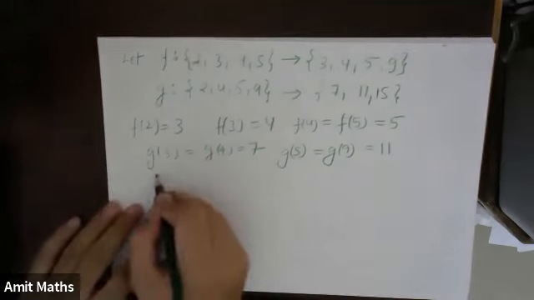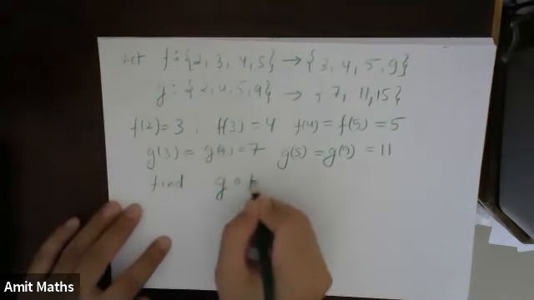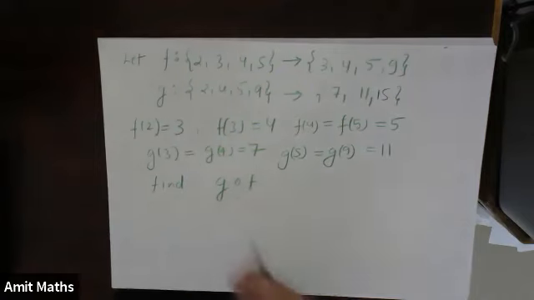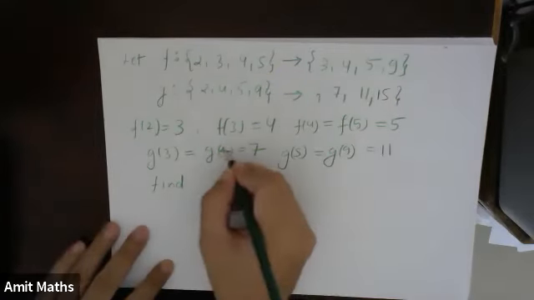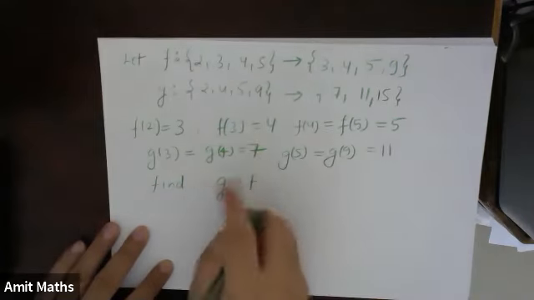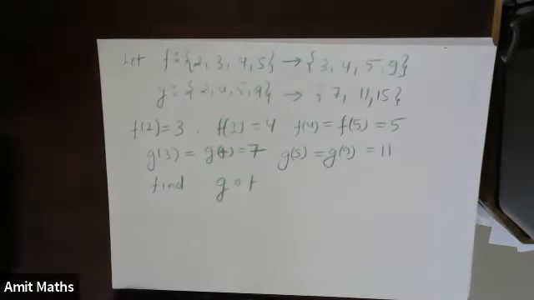Then you have to find g of f. This is the question from your NCERT. Just try to find out g of f. G of 3 is equal to g of 4 is equal to 7. Find g of f.